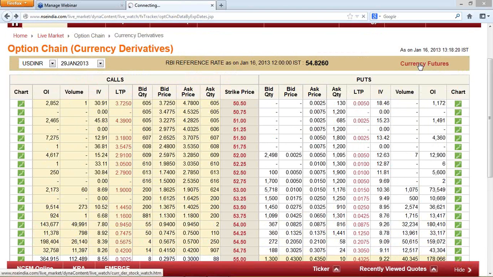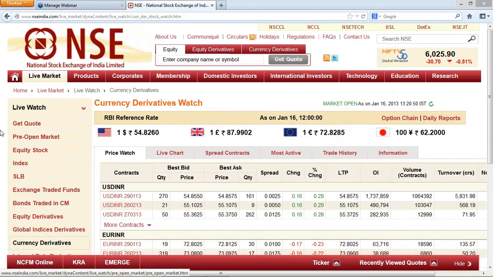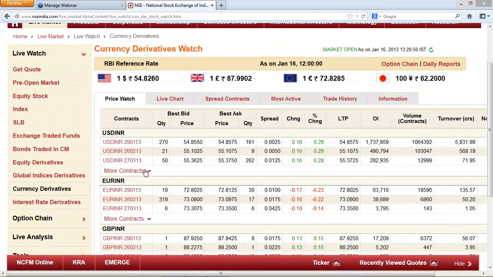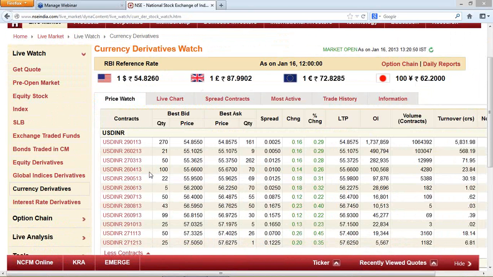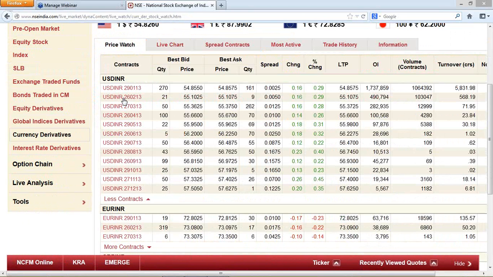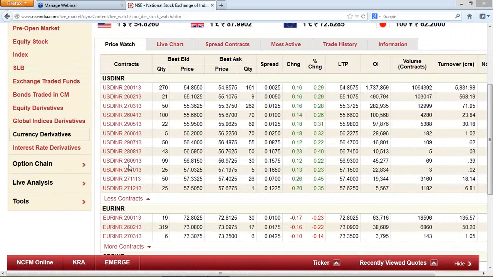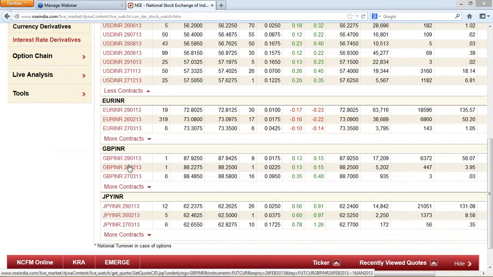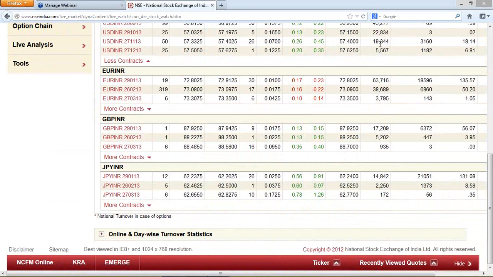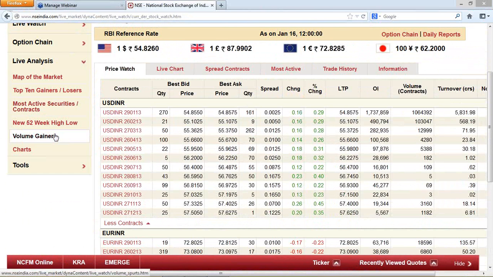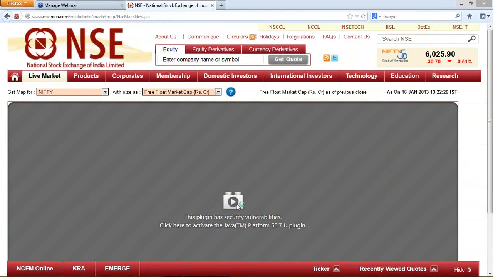So now let us see how you can track the currency future market. Now I clicked on the currency future market. Here you can see on this particular page that there are 3 contracts currently being shown. When I enlarge this, there are 12 contracts to be shown. The same way you can see for Euro, GBP and JPY INR. So this is how you can track the currency markets. There is some live analysis also going on, wherein you can do live analysis map of the market.